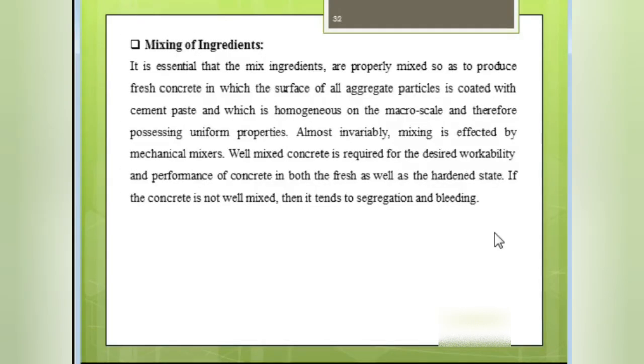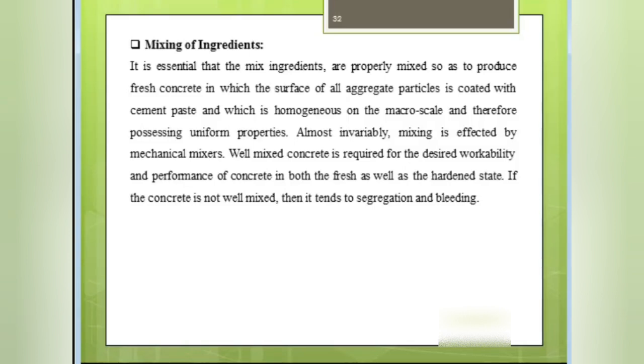And mixing of ingredients. First, we have to test the raw material. Second, we have to measure the batching of the ingredients. And next, whatever batch we have measured, we are going for the mixing of ingredients. There are also different types of mixing.